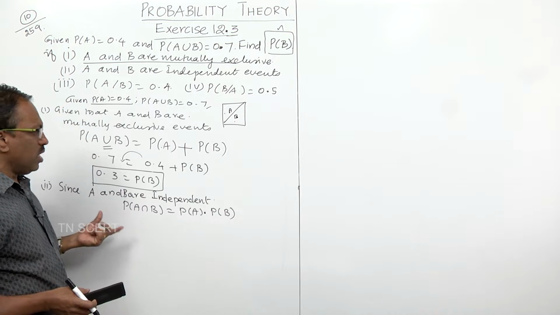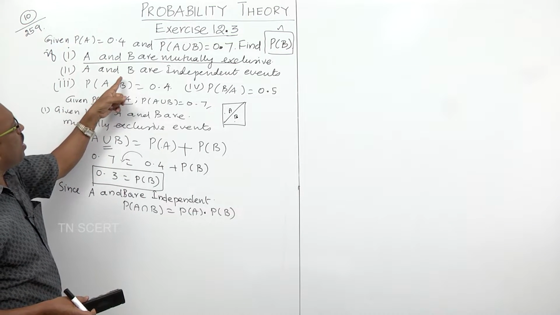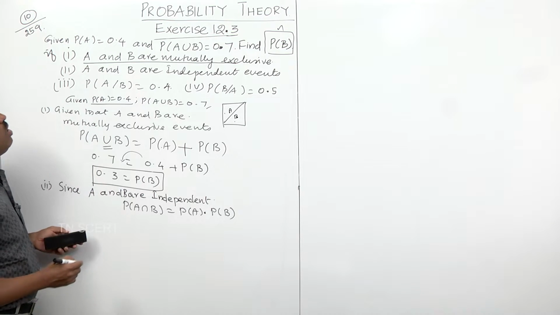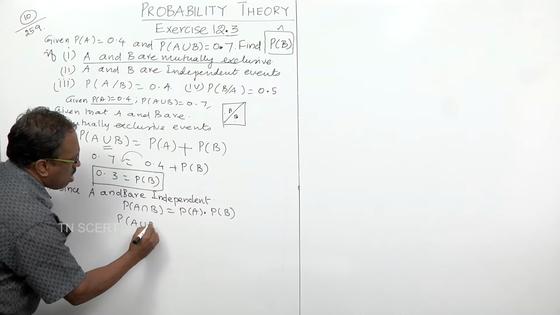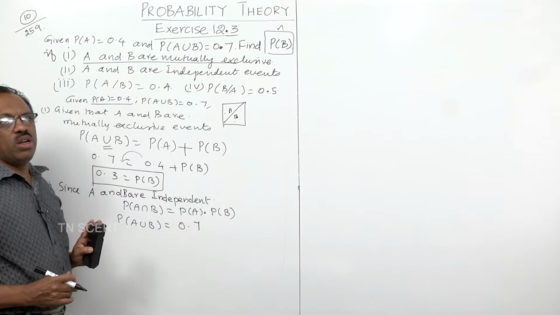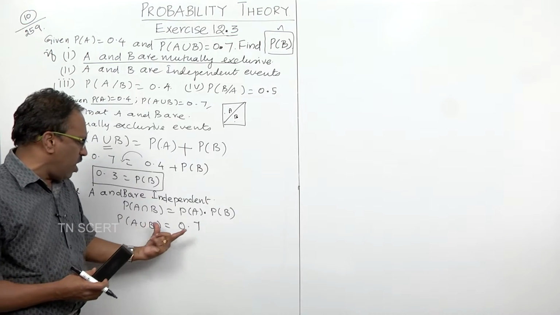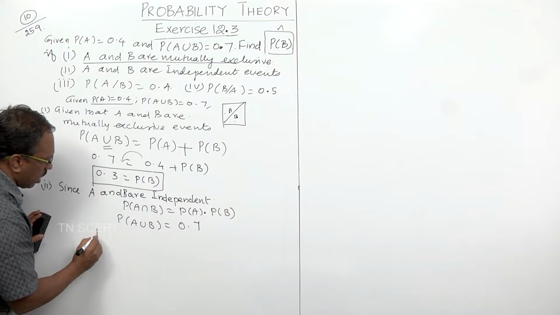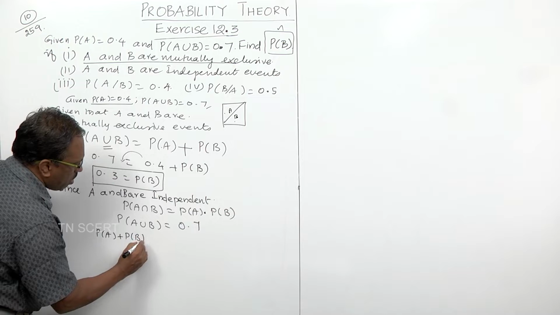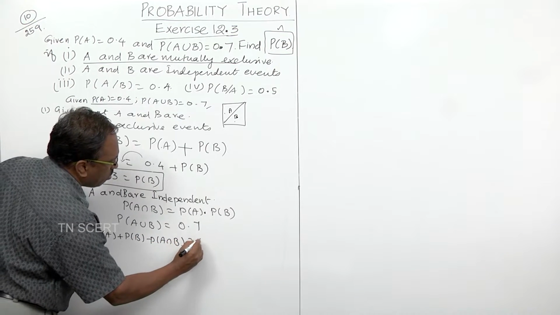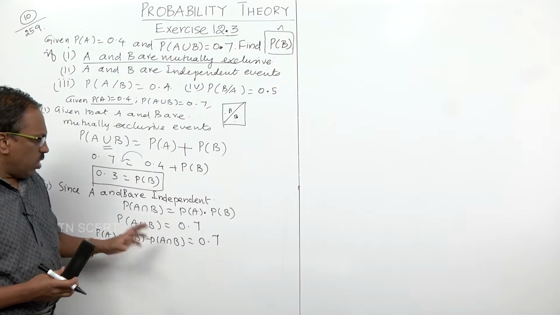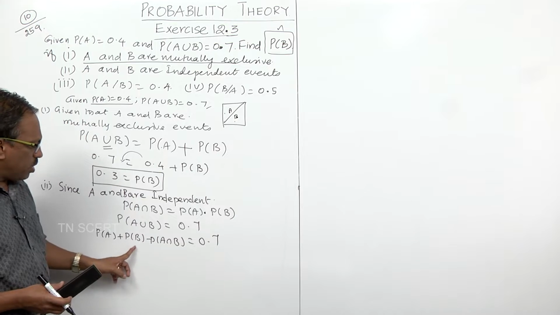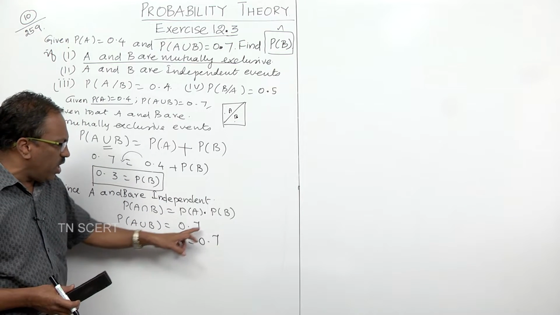P of A union B, A and B are independent events, P of A intersection B is equal to P of A into P of B. We know P of A union B is equal to 0.7, which is given. We can apply the addition theorem on probability, that is P of A plus P of B minus P of A intersection B, which is equal to 0.7. Because P of A union B is P of A plus P of B minus P of A intersection B. You can apply P of A intersection B as this.